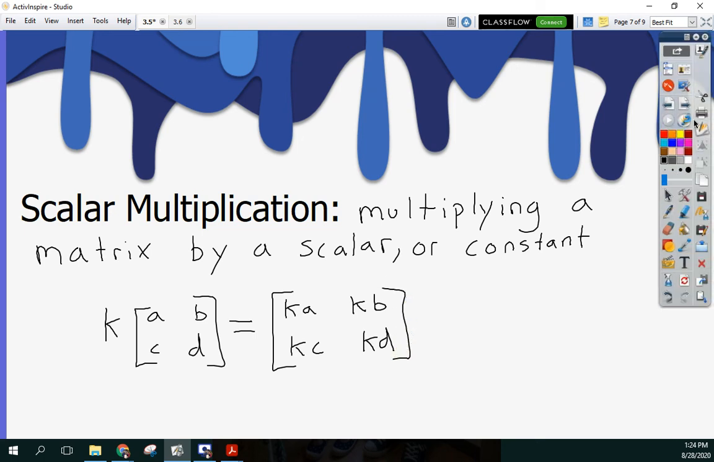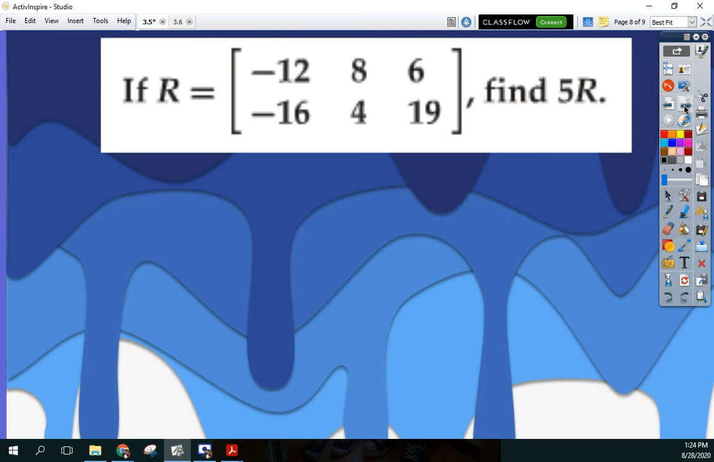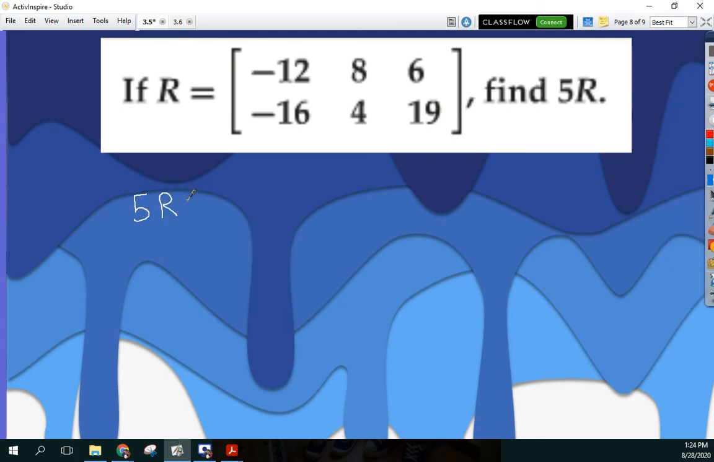So looking at an example of that, it says if R equals -12, 8, 6, -16, 4, 19, find 5R. Now it's pretty general notation that in order to represent a matrix, we're going to use a capitalized letter. So in this case, we label it R. So I'm looking at 5R. So I'm going to take my scalar, which in this case is 5, and we need to multiply that to the matrix that they gave us as R.